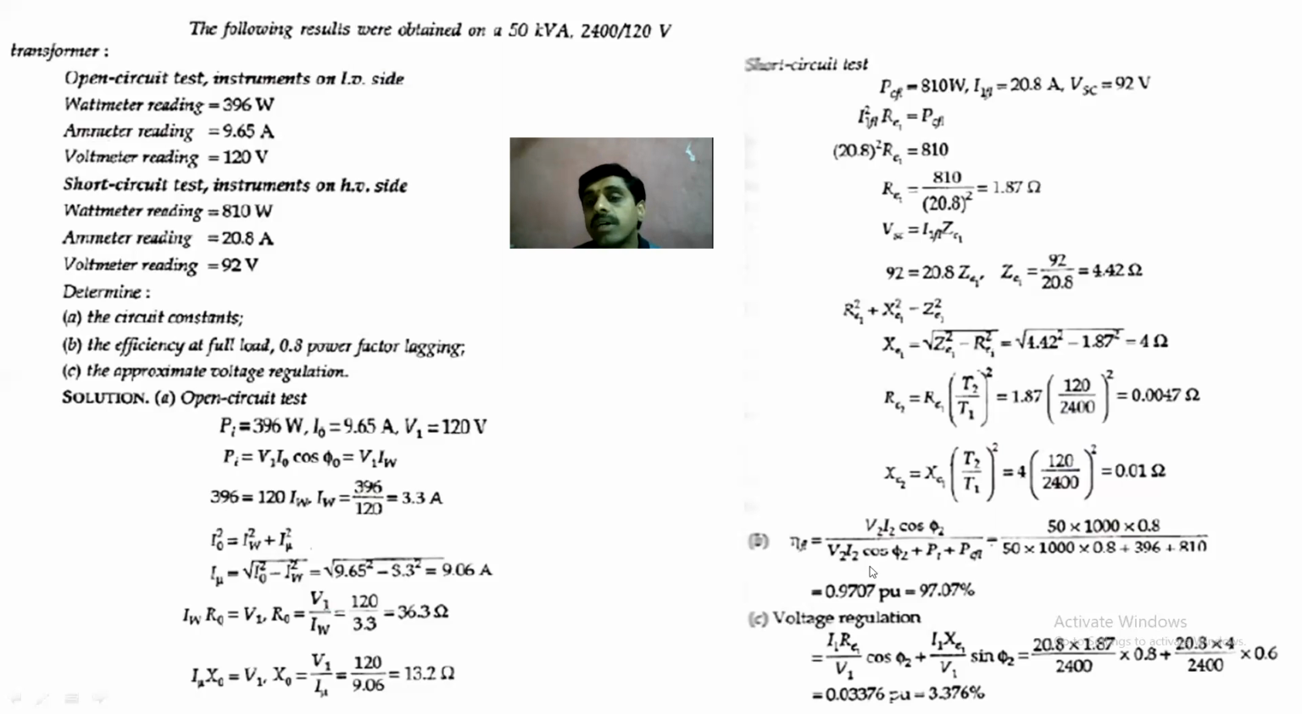So what is the efficiency formula? V I cos phi divided by V I cos phi plus iron loss plus copper loss. Here I2 is there and V2 is there. They have given power factor 0.8. We substitute the iron loss 396 already given from the OC test, and the short circuit test copper loss 810 is given. Substitute all these values. What is the voltage regulation formula? When you are taking R01, the formula is like this: I1 R01 cos phi 2 plus I1 X01 sin phi 2, divided by V1. So you substitute that and calculate. This is the regulation formula.